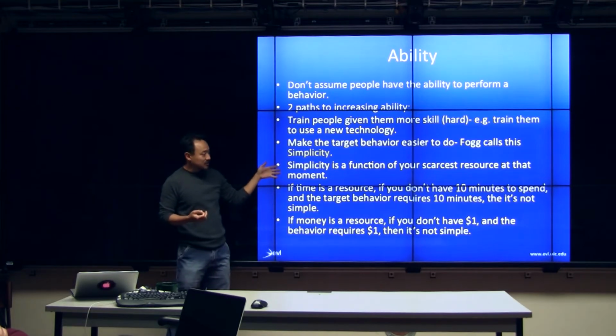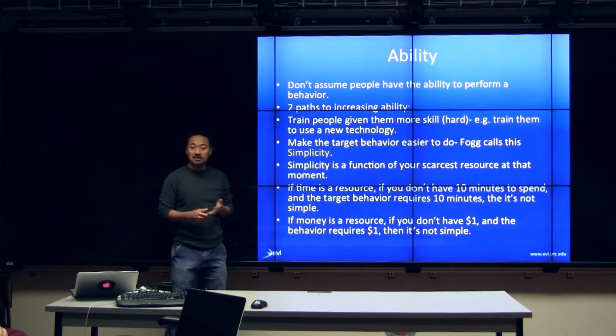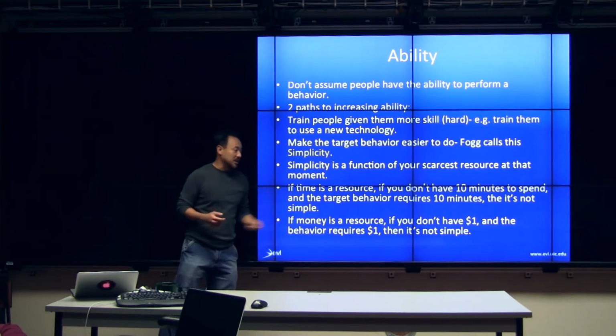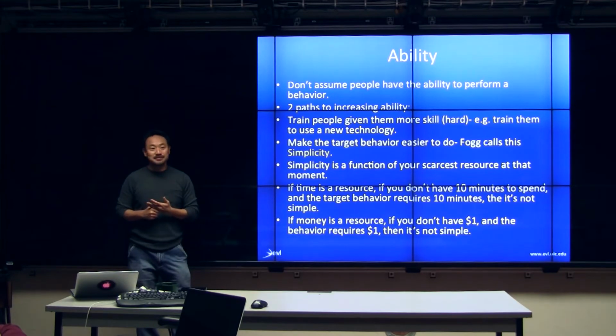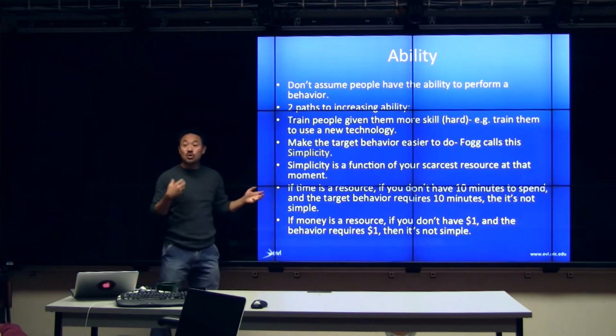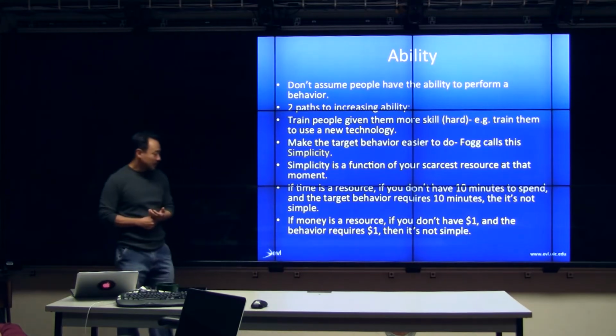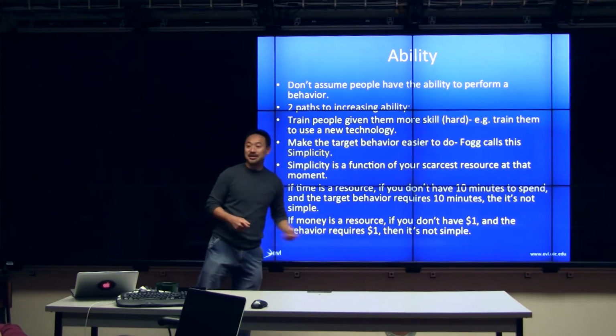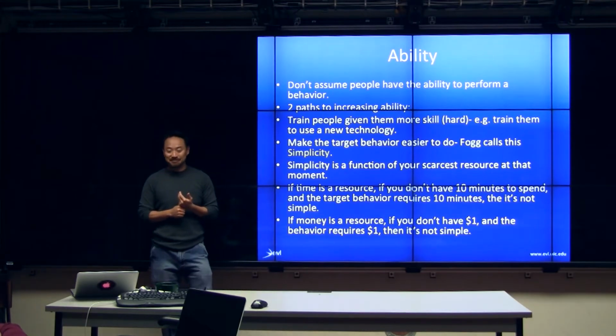And he argues that simplicity is a function of your scarcest resource at that moment in time. So let's say time is your resource. If you don't have 10 minutes to spend and the target behavior requires 10 minutes, that's not simple. Or if it's a second, whatever intervention you have on your cell phone, it better take less time to do, or else people are just not going to do it. Or if money is a resource, if you don't have $1 and the behavior requires $1, then it's not a simple task.